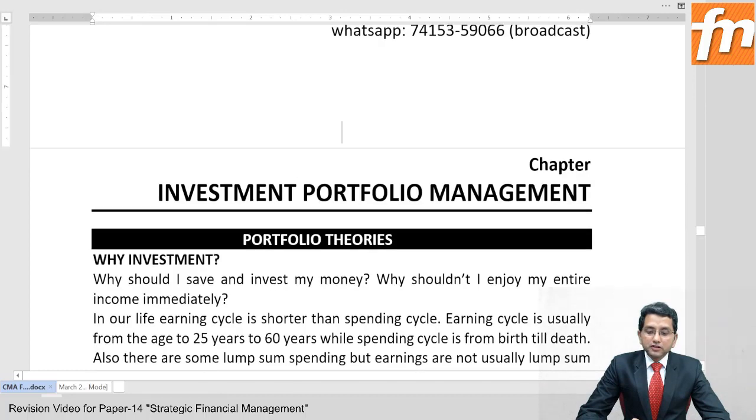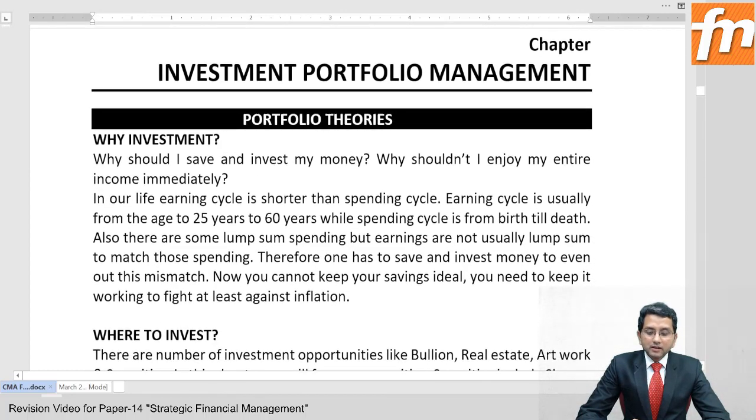So here we go with this chapter titled Investment Portfolio Management. Let me remind you of one thing, these are revision videos. So do not expect 100% coverage. Do not expect that a whole lot of questions will be solved during the session. What we are trying to do is to quickly revise all important concepts and to solve a few questions for greater clarity of those concepts.